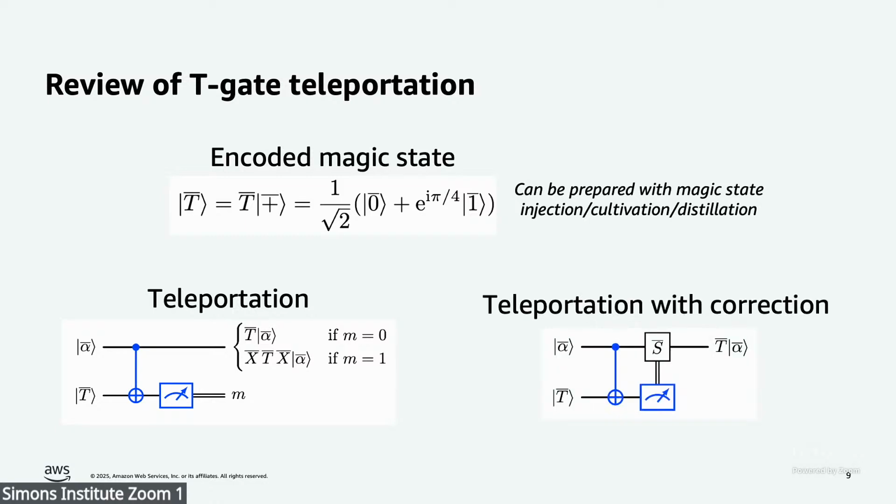The correction that you have to do is the phase gate, this S gate. So conditioned on getting a measurement outcome of 1, you apply the S gate on the first wire. And the S gate is a Clifford gate, so usually it's easy to perform the S gate in a fault-tolerant way.